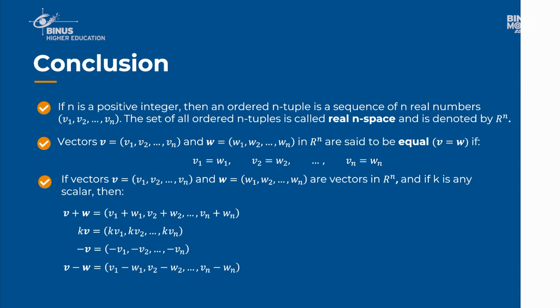If vectors v and w are vectors in Rn, and if k is any scalar, then v plus w equals v1 plus w1, v2 plus w2, and so on until vn plus wn. kv equals kv1, kv2, until kvn. Minus v equals minus v1, minus v2, until minus vn, and v minus w equals v1 minus w1, v2 minus w2, and so on until vn minus wn.